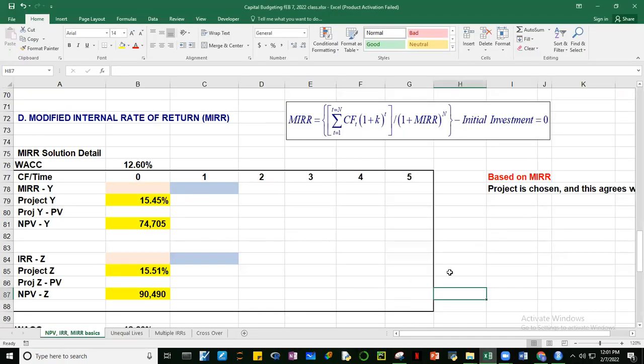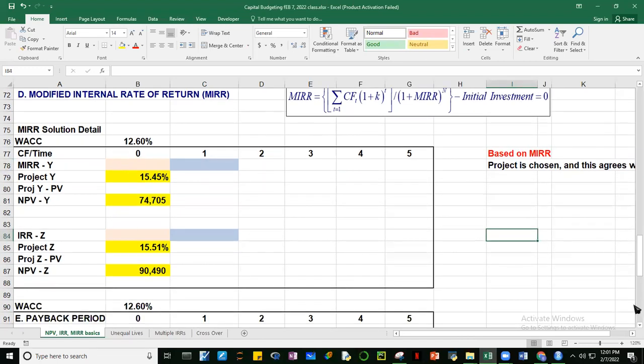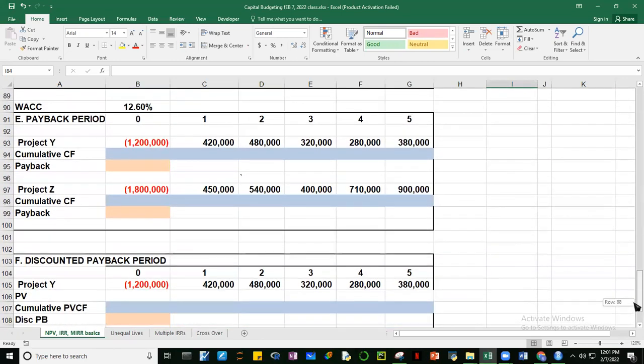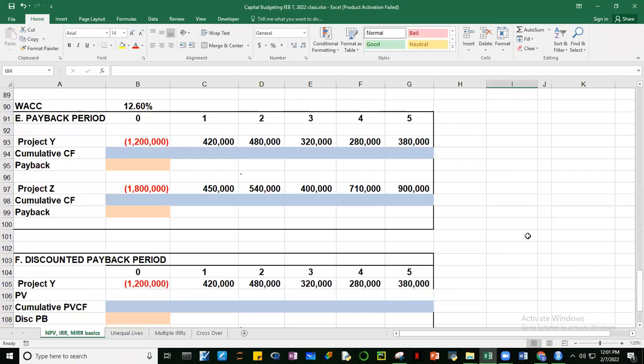Okay, so let me go back here. Okay, clear guys? Clear yung MIRR natin? Any questions? Paki-chat naman please kung clear so far.